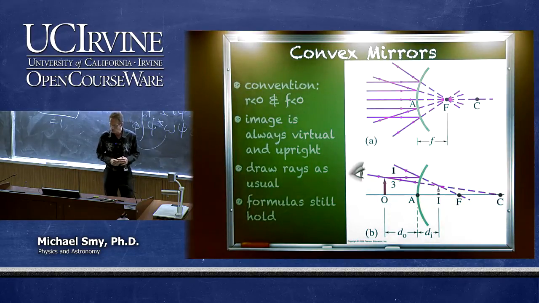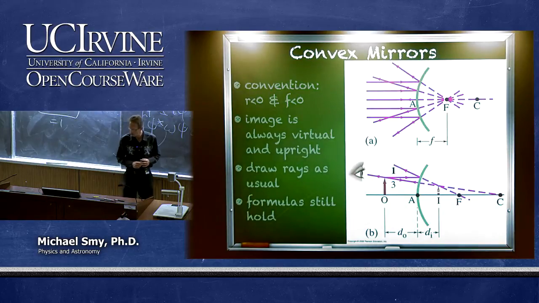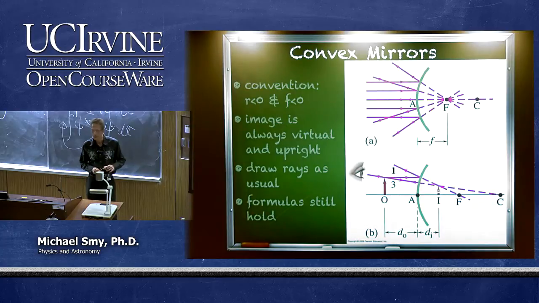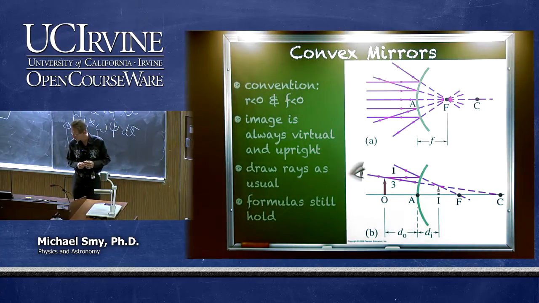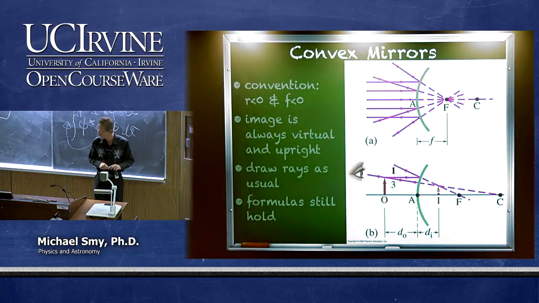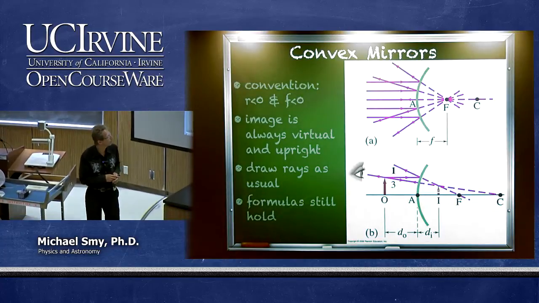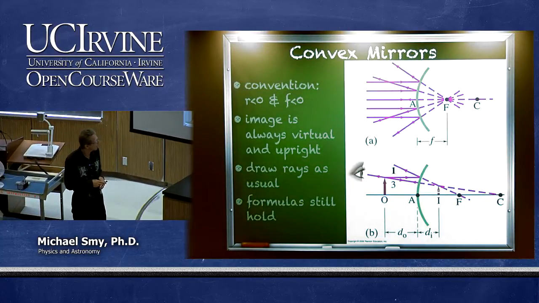So the convention for the convex mirror is that we assign a negative curvature to it, so the radius is smaller than 0. And therefore the focal length is smaller than 0. And as I said earlier, the image is always virtual and upright in that case. And we can draw a ray diagram just like we did before. So the only thing now that we have to remember is that the focal point is on the other side.